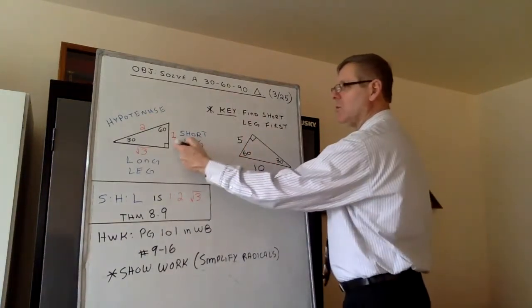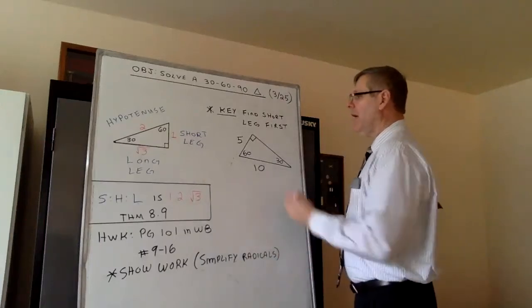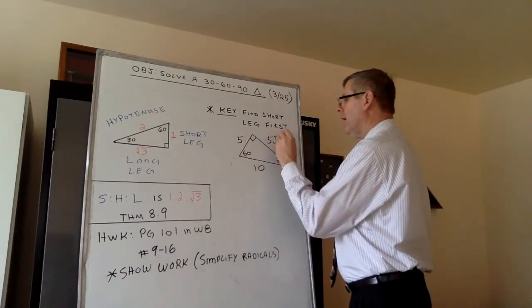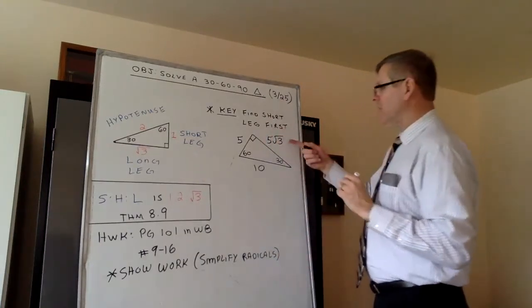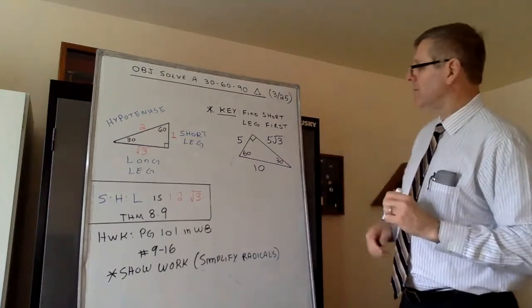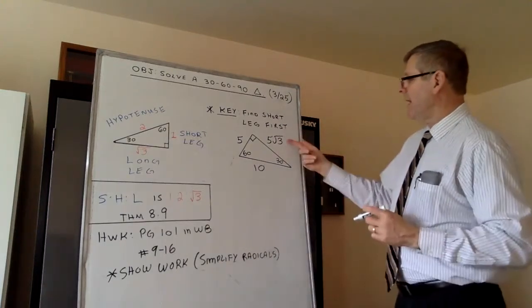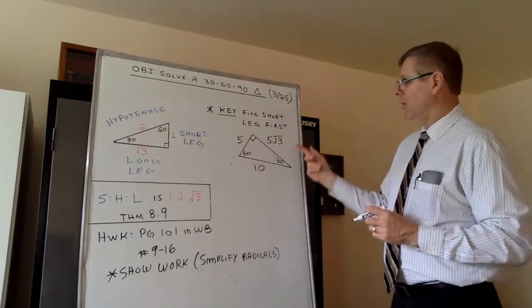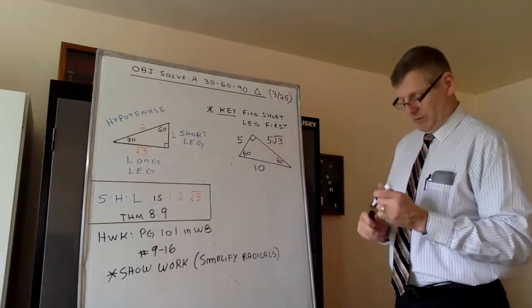And if I know the short leg, what do I do to get to the long leg? I just multiply it by the square root of 3, not the square root of 2. Square root of 2 belongs to the 45, 45, 90. And I have solved this triangle. I know all the sides and I know all the angles.